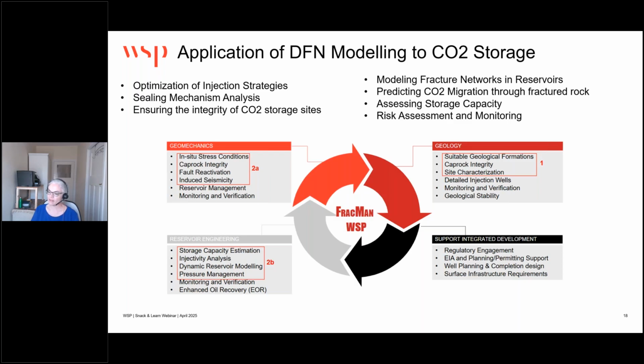The storage capacity of a reservoir depends not only on the volume of the rock, but also on the connectivity and porosity of the fractures. So DFN models can help to estimate how much CO2 can be safely injected and stored by simulating these interactions between the CO2 and the fractured network. The network's geometry and the permeability of the fractures directly affects the volume of CO2 that can be injected without causing undue pressure buildup or migration risks.